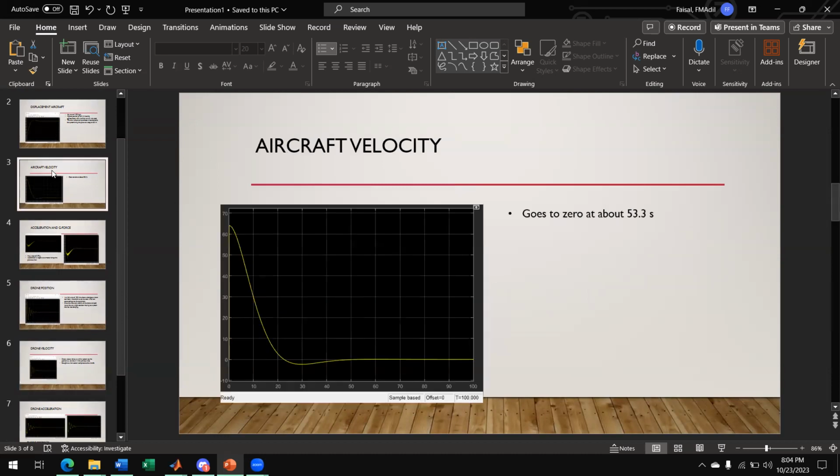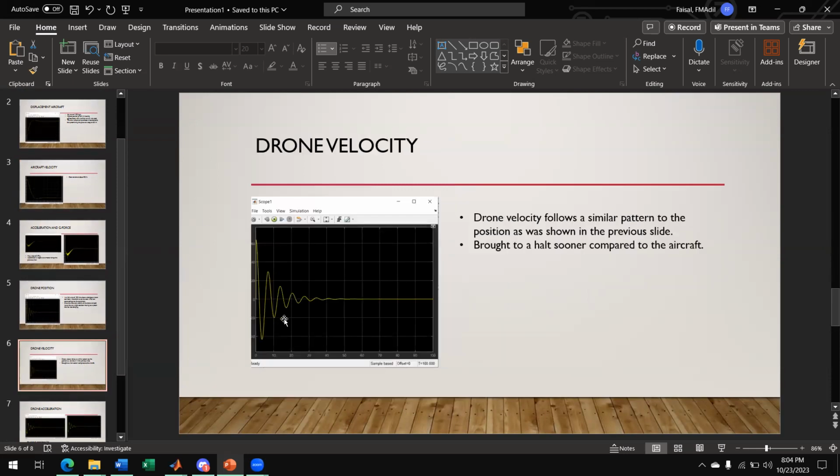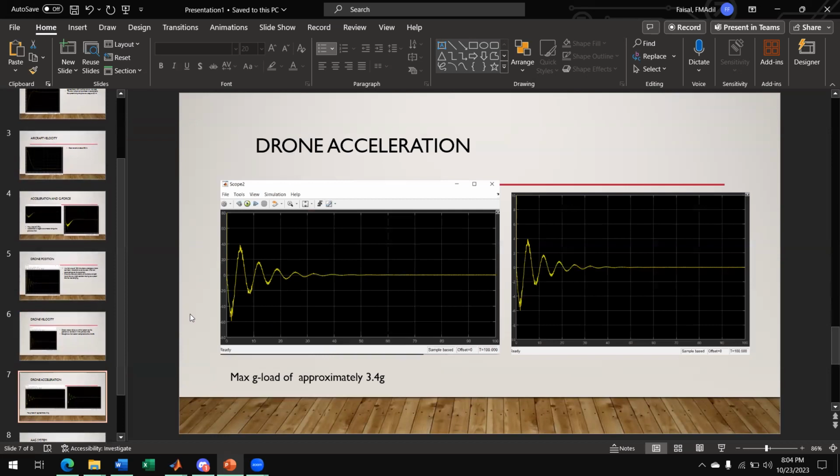But it follows a pattern from the position, which is something that we don't want. We want to get something like this. Basically it means that it steadily declines and comes to zero instead of this oscillatory pattern happening. If we look at the acceleration, we can see that the maximum g-force is much higher, 3.4 compared to the 0.75 that the aircraft faced, which means that there is more force being applied, as mentioned prior. So the damping ratio should be considered to be lowered.